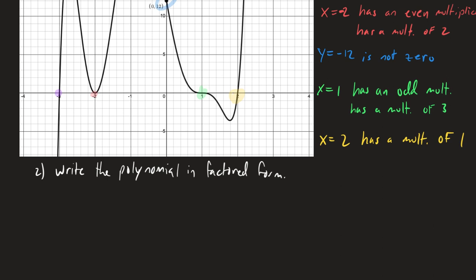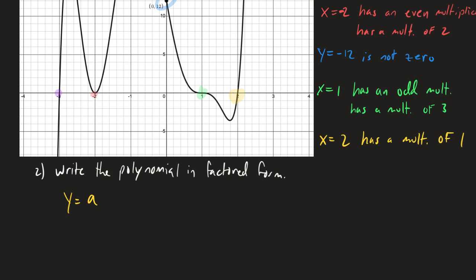So write the polynomial in factor form. I want to start off with y equals, or f of x equals, and then we have this a value that we don't know yet. This will come up when you do a problem like 16 on your homework. So we have this a value, and then from the zeros, each one of these is going to become a factor.